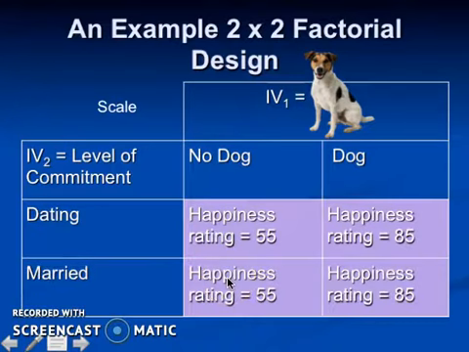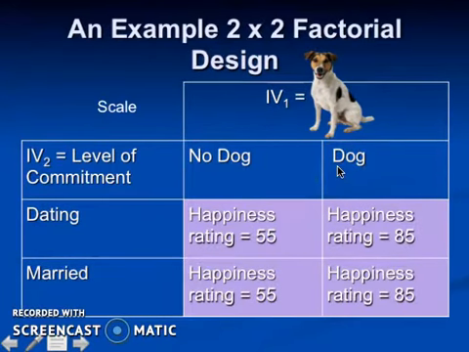Now, to remind you, this is pretty much not a manipulated variable. You could manipulate the dog, but it's really hard to manipulate dating and married ethically. I want to remind you, for your study, it is going to be at least one independent variable that is manipulated. So you as the experimenter control who gets what condition.